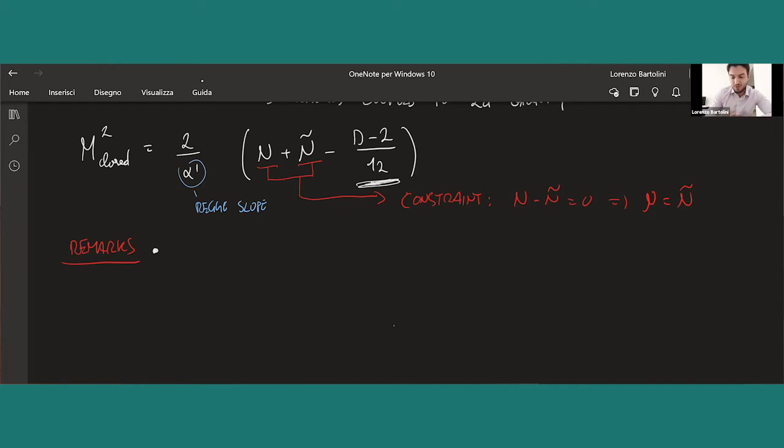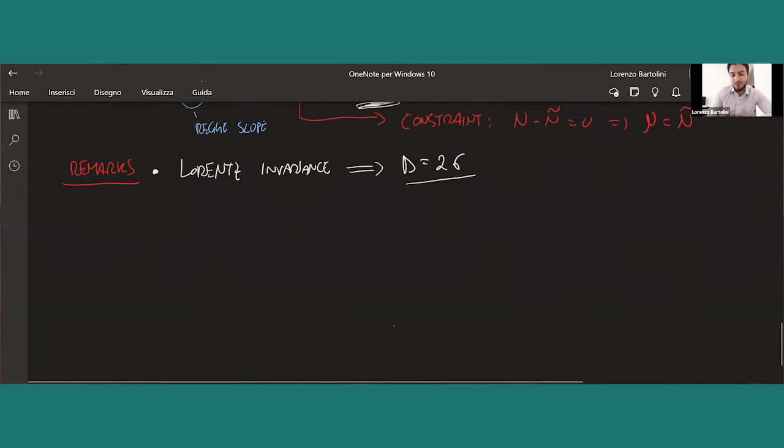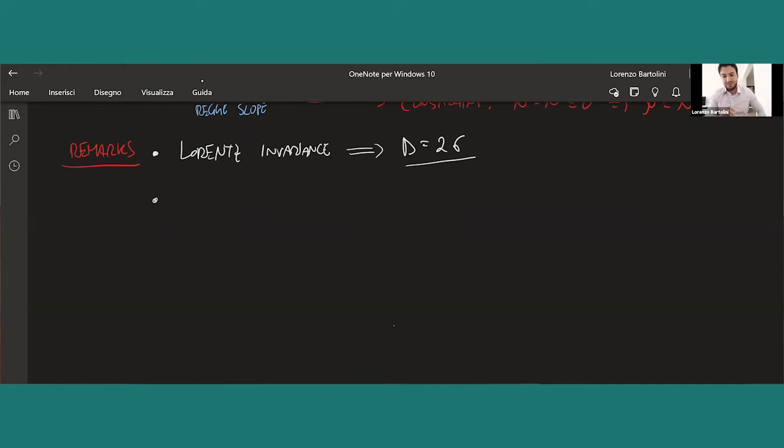And so if we want to preserve Lorentz invariance, and this has to do with the generators of the Poincaré algebra still having to be good generators of this algebra at the quantum level. And so for Lorentz invariance, you need to have D equals 26. Okay, so we have a 26 dimensional space. This may be a problem or not a problem, depending on how much on the theoretical side you are. But anyway, this is temporary and we will see why.